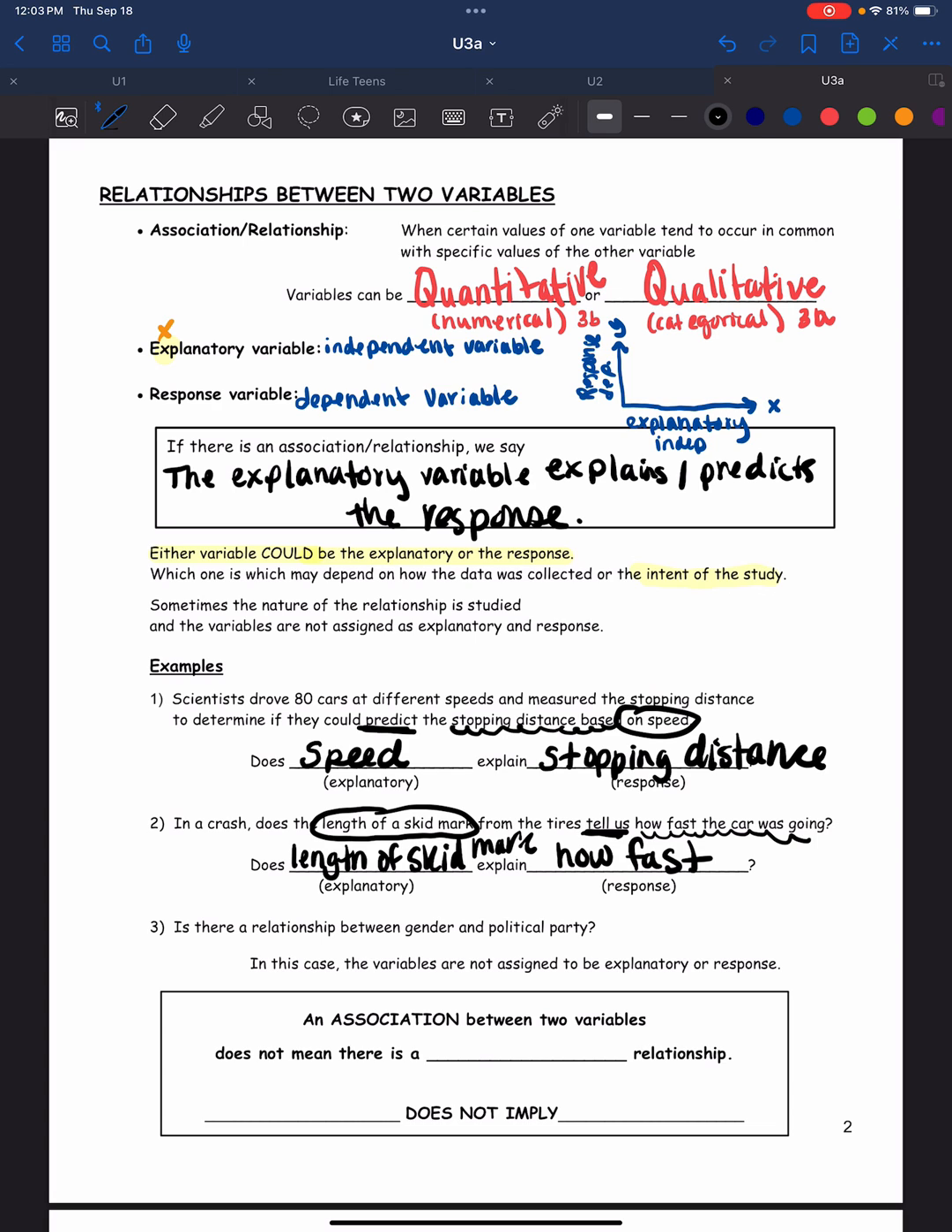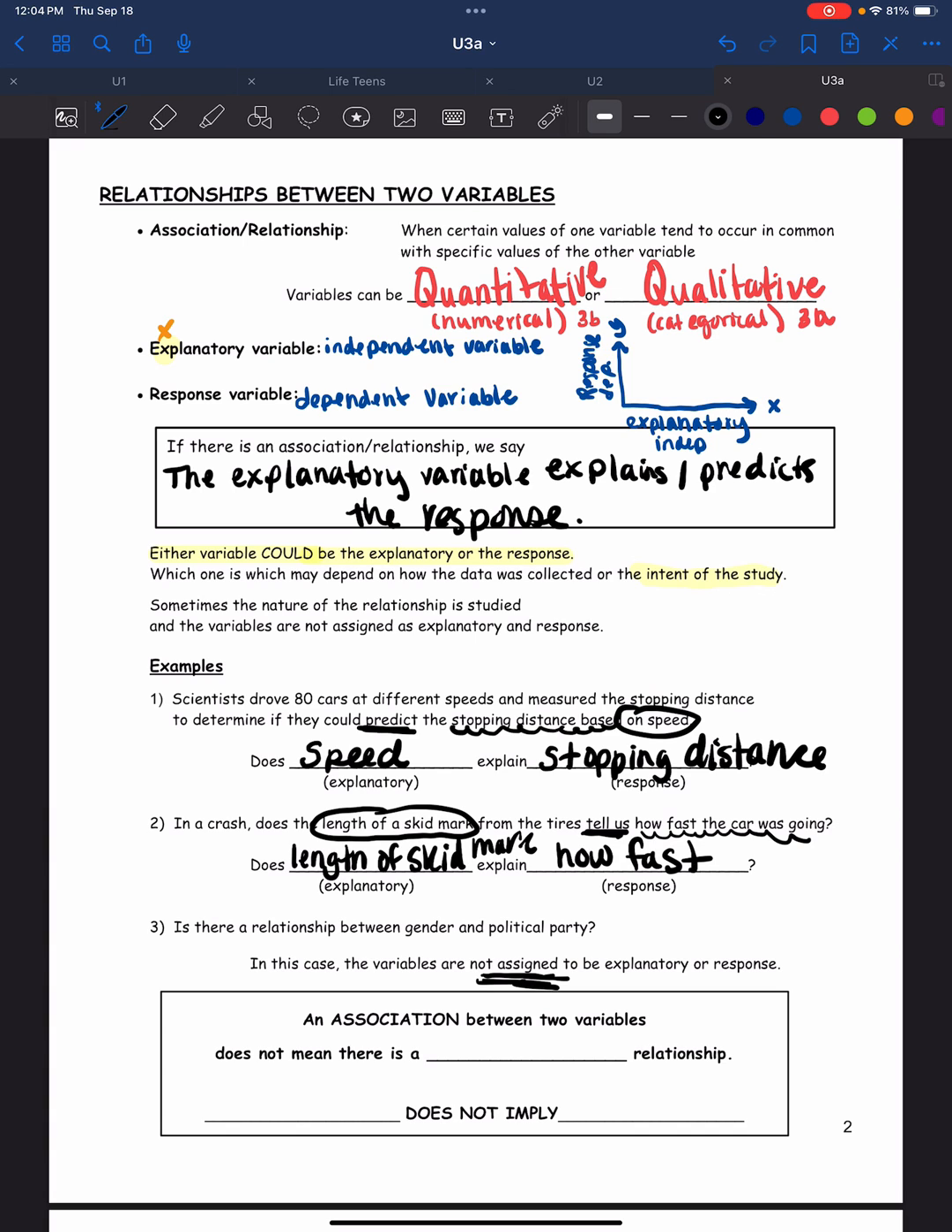Number 3 says, is there a relationship between gender and political party? Based off of how that question is worded, or the information that we're given there, it's not really telling you which one is which. Now you could pose the question, does gender explain or predict political party? Or does political party explain or predict gender? In that case, you could assign them, but based off that question, you really couldn't tell.